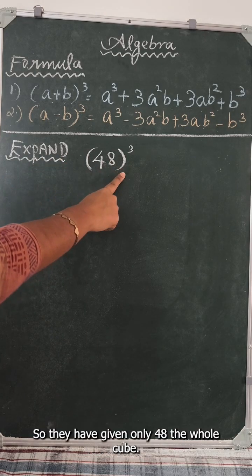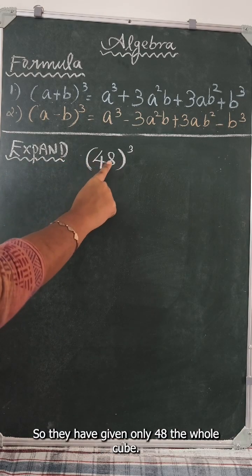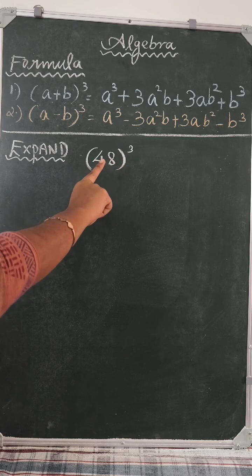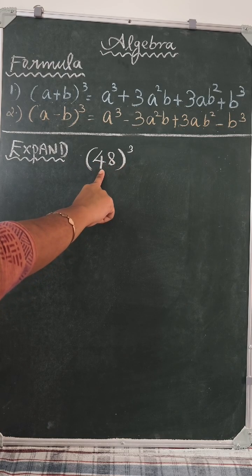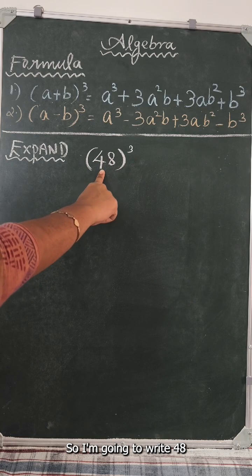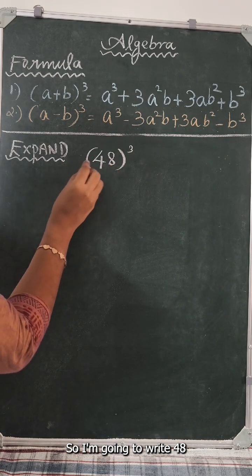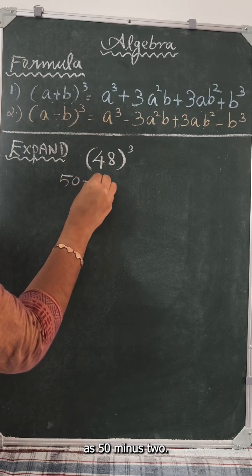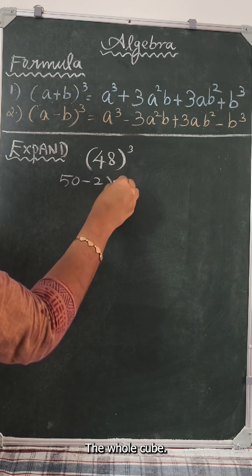In today's class we are going to solve a sum where the given question is expand 48 the whole cube. They have given only 48 the whole cube. So we want to expand and write. How can we write 48? 50 minus 2 is how much? 48, right? So I am going to write 48 as 50 minus 2 the whole cube.